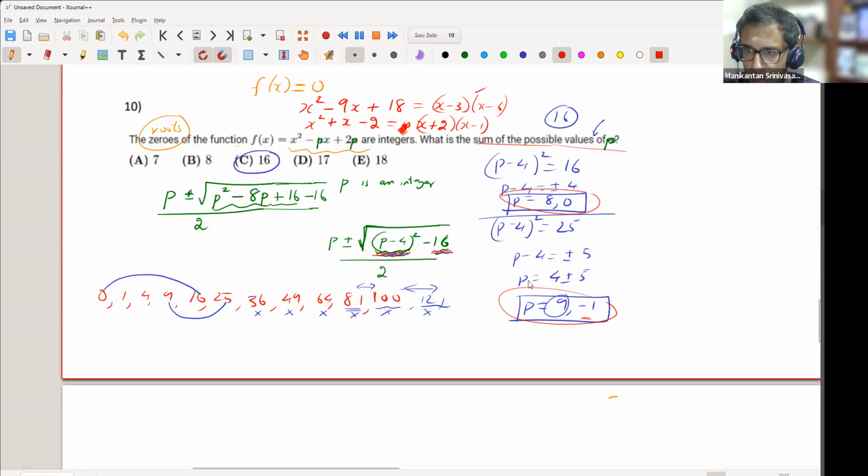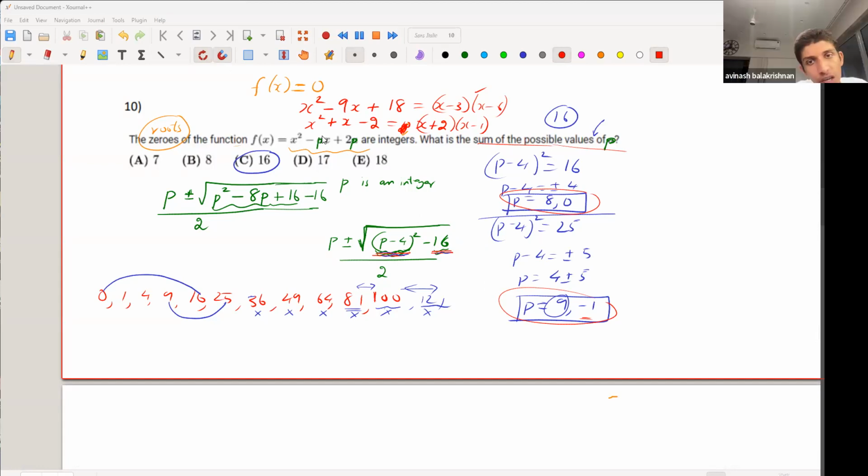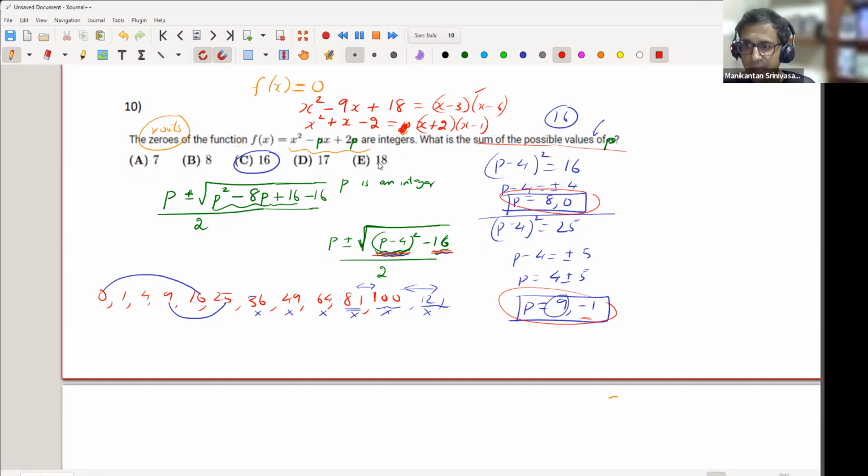Okay, all clear, right? Shivang, Kunal, Apurva? Okay, so that was the last problem in this exercise. Next was homework 9. Can you just explain why p minus 4 is a perfect square? Is a perfect square, sorry. Because it's (p minus 4) whole square.